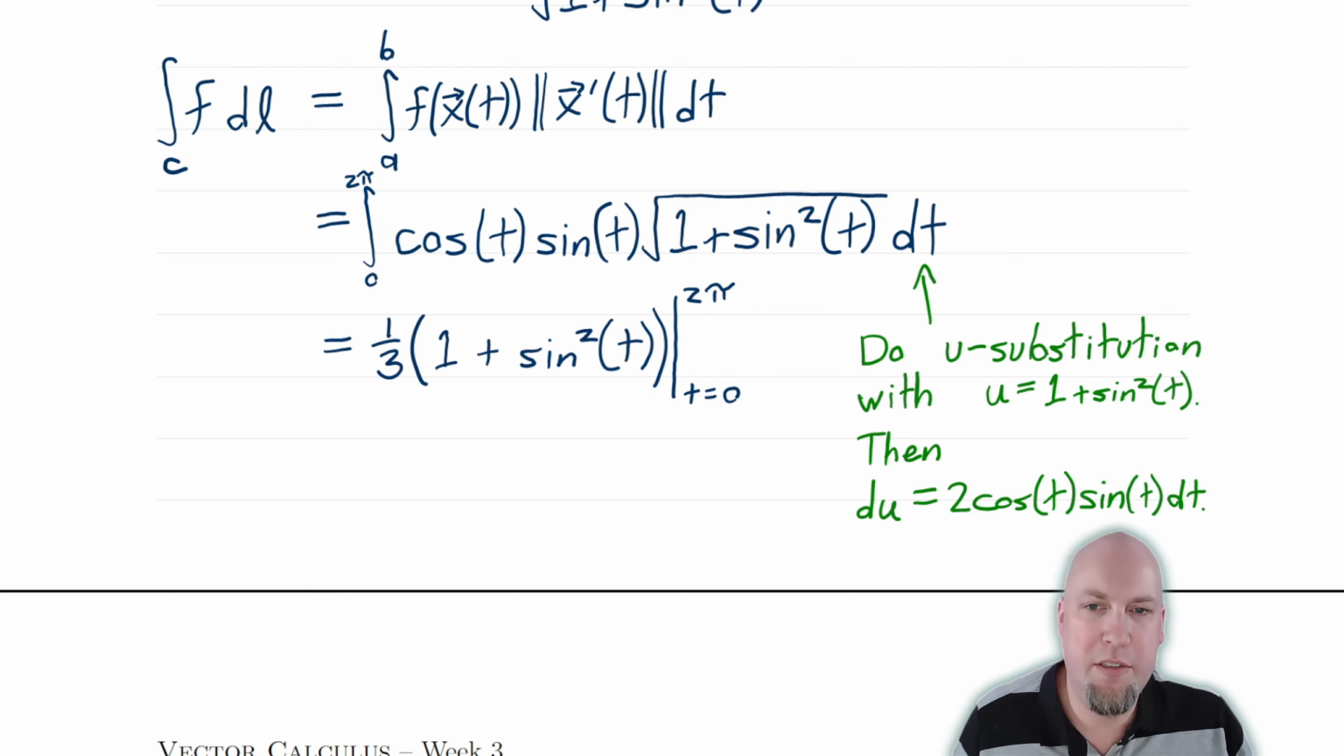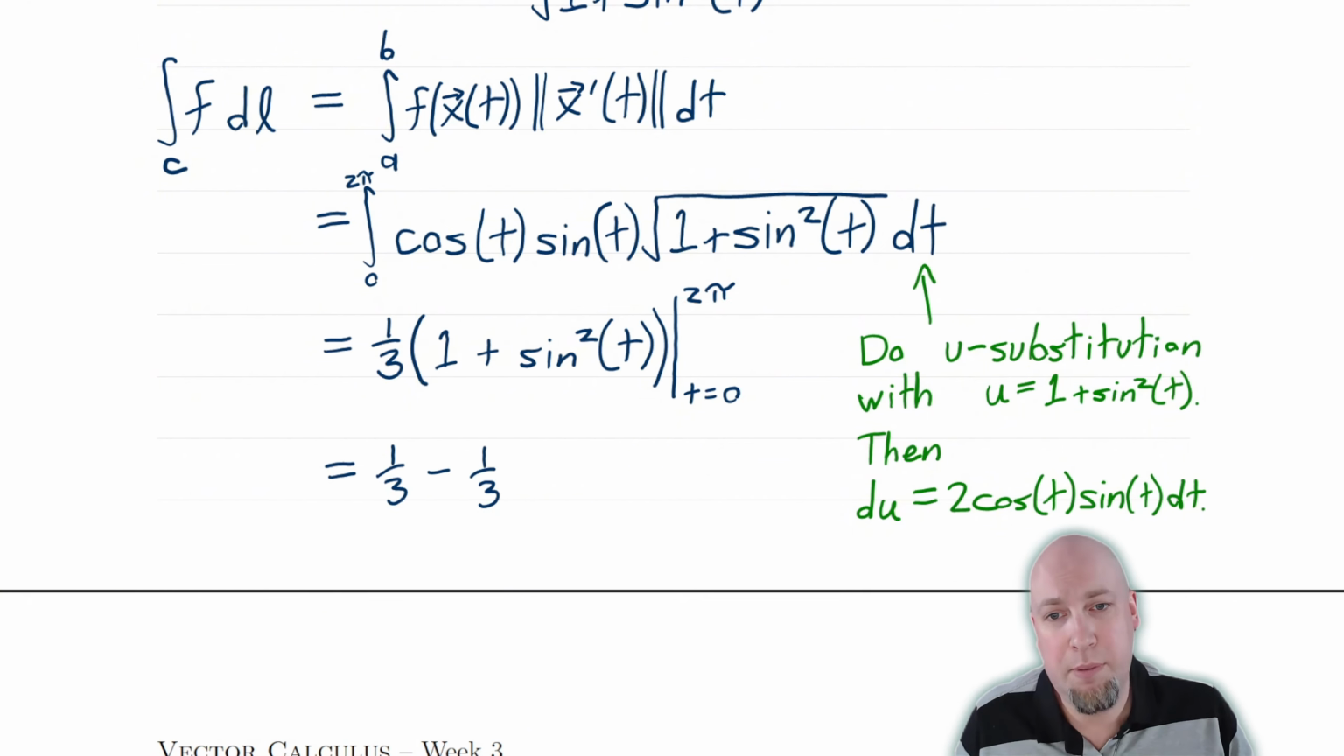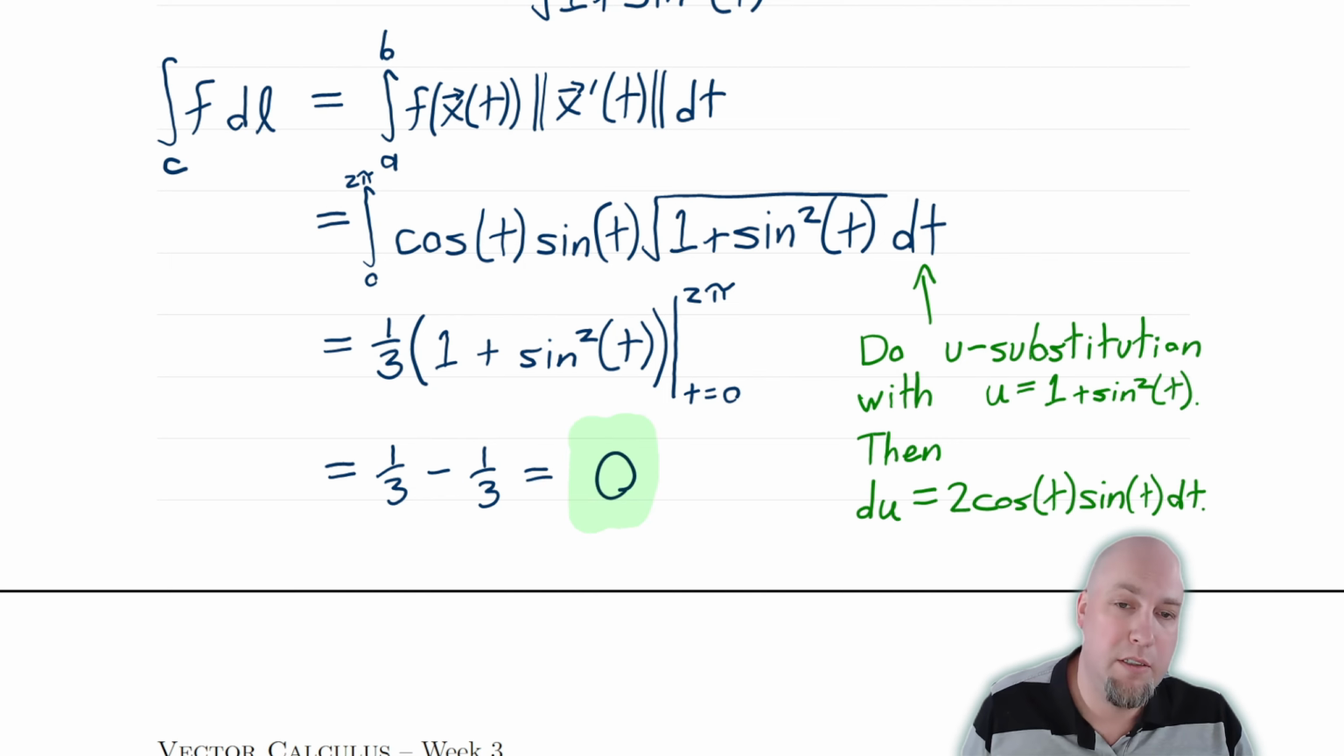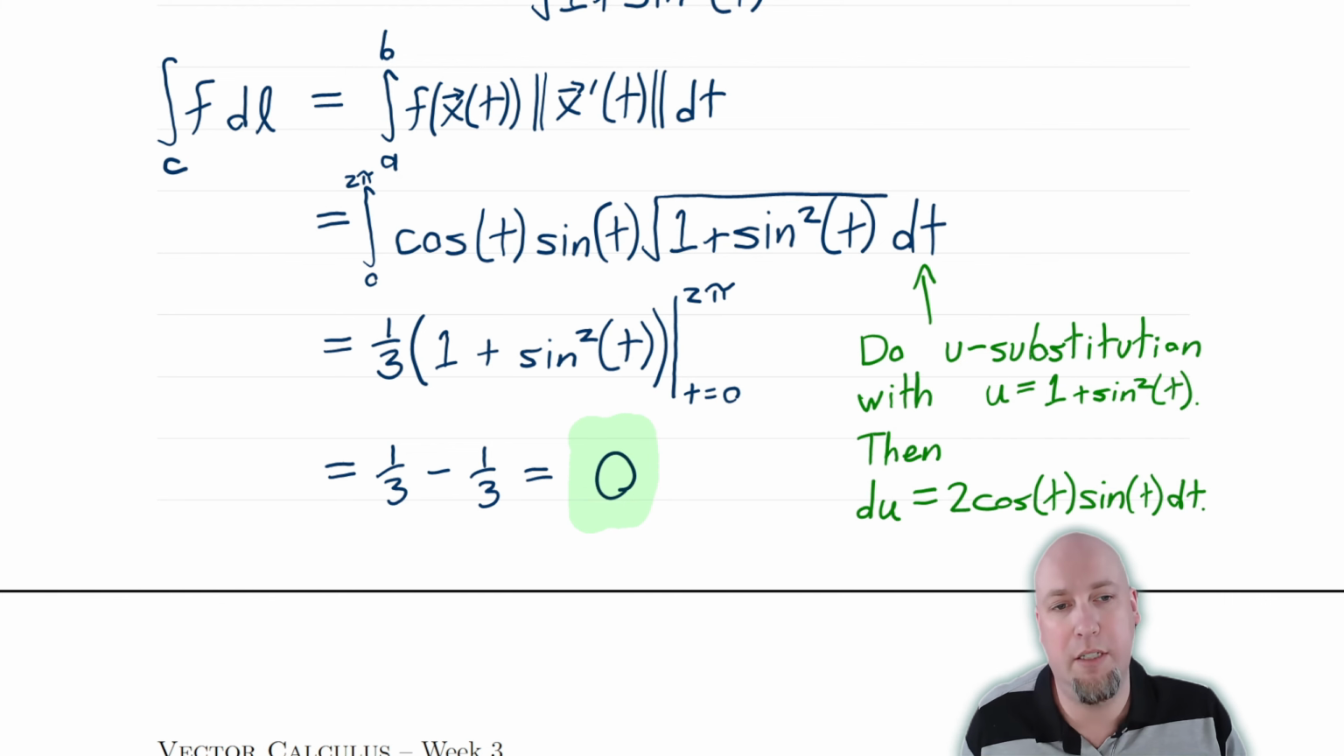Anyway, after you do the integral, you're going to get this expression here. And now we just have to plug in the endpoints of our integration. When you plug in 2 pi, you just get the 1/3 here, since the sine squared of 2 pi is 0. And then minus, plugging in 0, well, also 0 here. So you're just going to get 1/3 minus 1/3. So the integral as a whole is just 0, okay? The value of that scalar line integral is 0.